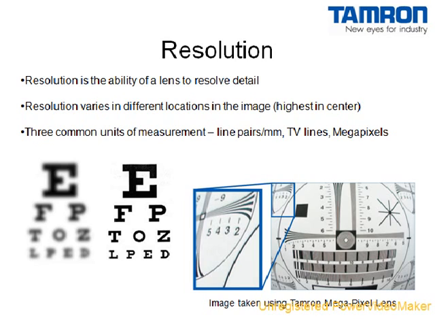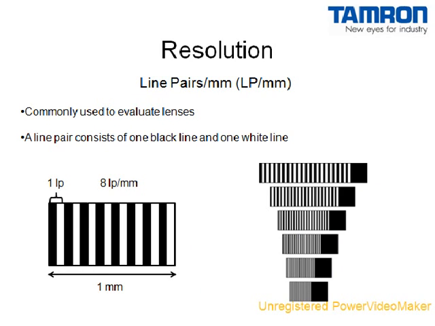There are three common units of resolution measurement: line pairs per millimeter, TV lines, and megapixels. Line pairs per millimeter is the most common unit of resolution measurement used to evaluate lenses. It is a measure of the number of distinguishable line pairs across 1 millimeter of length in the image. A line pair is defined by one black line and one white line.